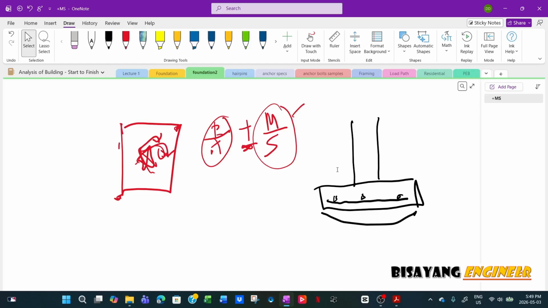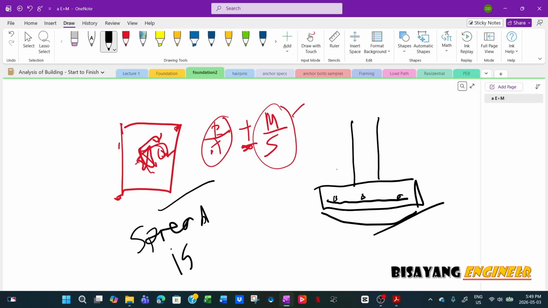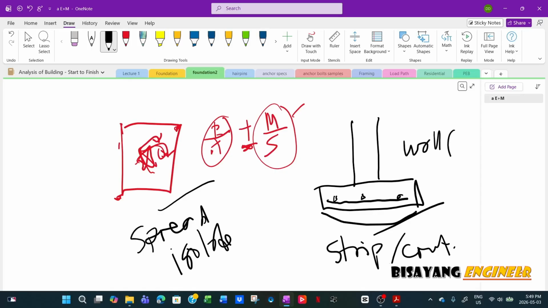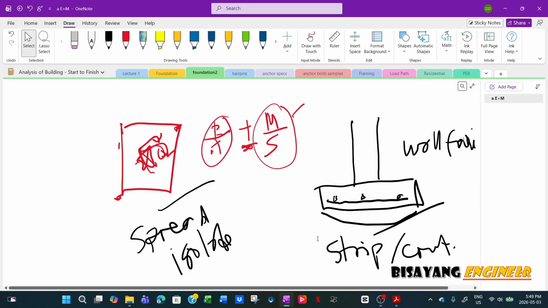So this one, I think no question with this one. This is really common. This spread footing or isolated, and then the strip or continuous, or sometimes it's called the wall footing. So wall footing. So the next type would be.